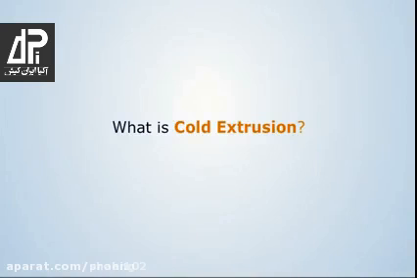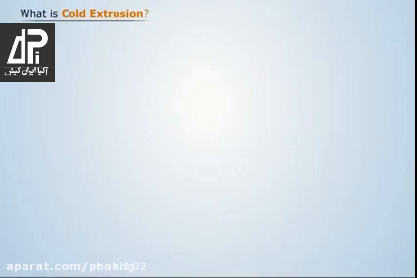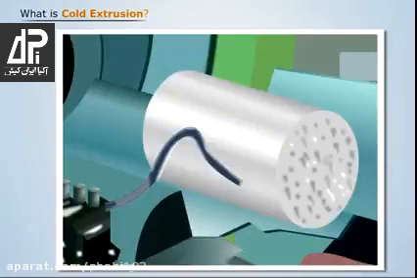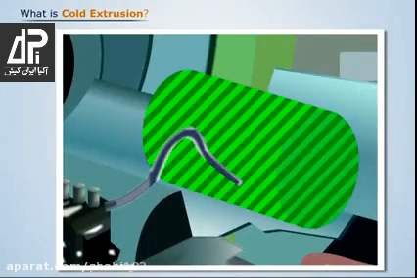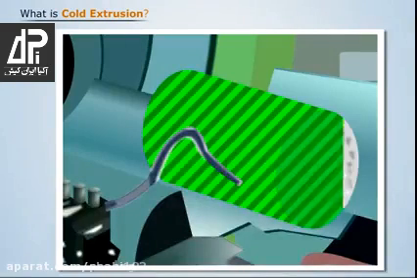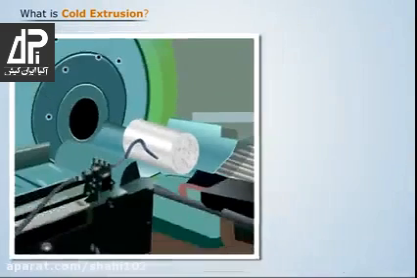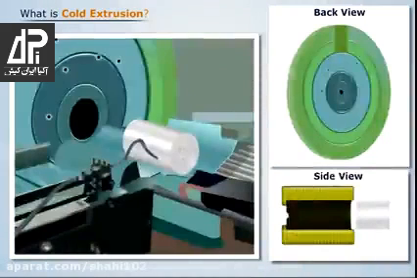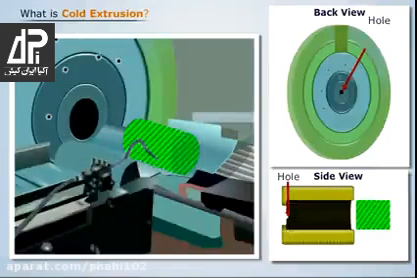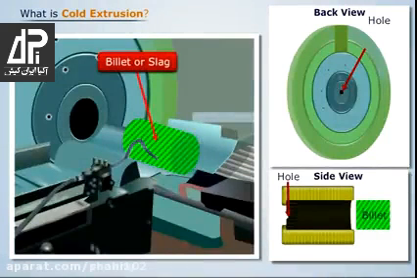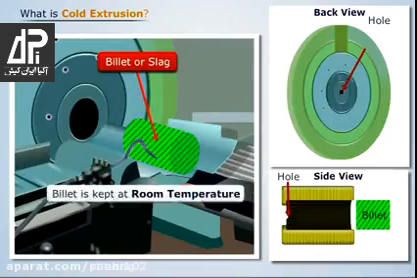...is cold extrusion. To understand the concept of cold extrusion, let us consider a block of aluminium metal and try to deform its shape. For this, we place the aluminium metal in a die which has a hole at its end. Here, this aluminium metal is known as billet or slag, which is kept at room temperature.